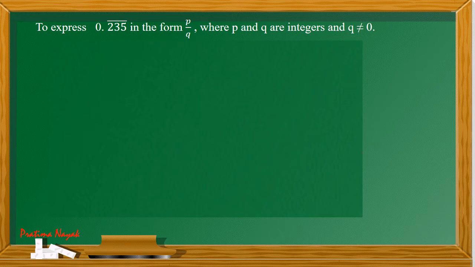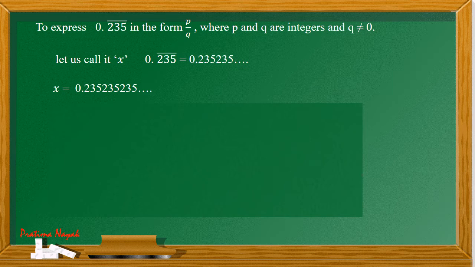Next is express 0.235 bar, on 3 digits. That means all 3 digits are repeated: 235, 235, and so on. You have to convert into p by q. So let it be x. Then x will be 0.235235235. Now here 3 digits are repeated, so I'll multiply by 1000. I'll take 1000x, which is 235.235235, and so on.